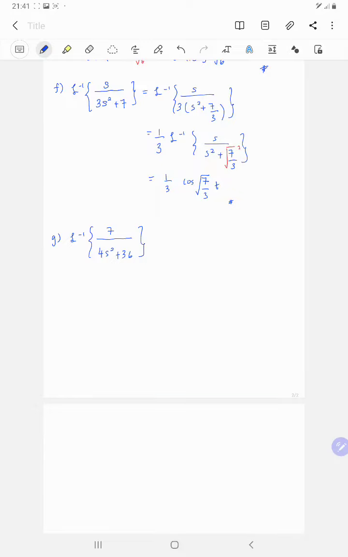Okay, so you look at the denominator. As usual, you must look at the function at the bottom. Okay, so the function at the bottom is 4s squared plus 36. That means there is s squared plus constant. This should be cos or sine. Okay, but make sure the coefficient to s squared must be 1. But in this case, there is 4. The coefficient of s squared is 4. So you must factorize first.